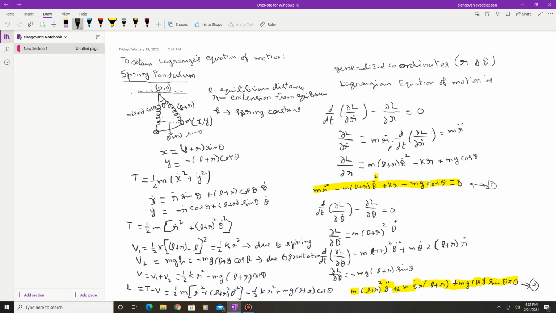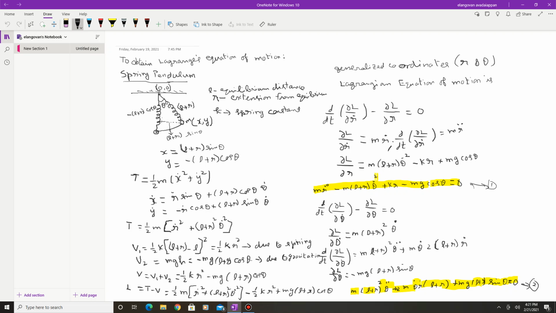There is potential energy due to two factors. One is because of the vibrational motion along the spring, and the other is because of the oscillation. The first is due to the spring. This potential energy is half k, where k is the spring constant, into (L plus R minus L) whole square, since that is your extension. So it becomes half k R square. So this potential energy is due to the spring motion.